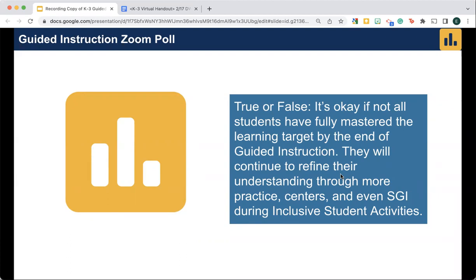This one's true. If every student had fully mastered by the end of guided instruction, we could end class early. But no, we still have 45 minutes left in class for the teacher to support different students to reach that learning target, for students who are struggling to get more practice, and for students who have mastered it to push beyond. It's absolutely okay if we haven't fully mastered, but it's good if the teacher has a gauge of who has mastered, who is struggling, so they can target their support during ISA.